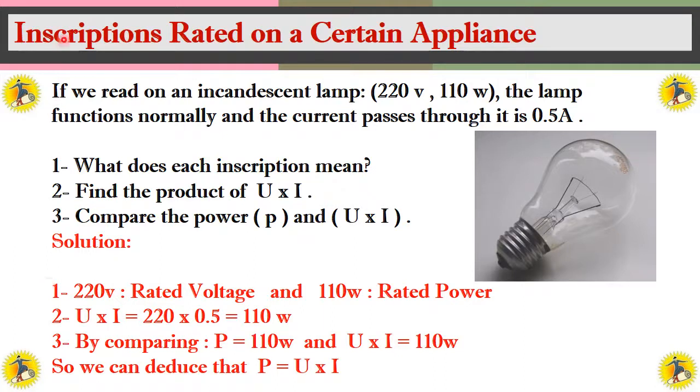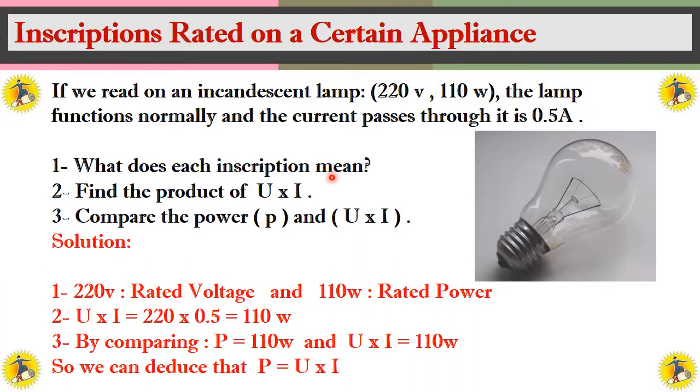Inscriptions rated on a certain appliance. If we read on an incandescent lamp 220 volt, 110 watt, the lamp functions normally and the current passing through it is 0.5 ampere. What does each inscription mean? This question.